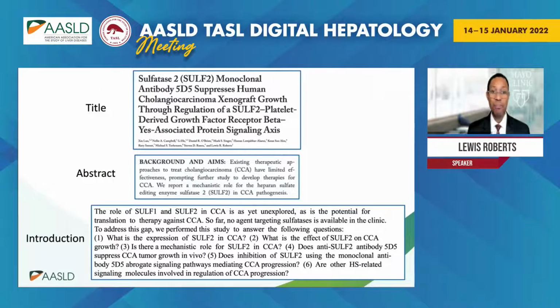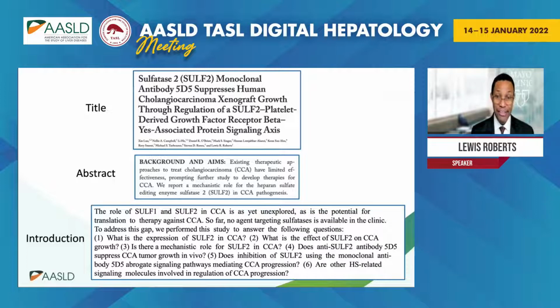Here's an example of a publication that we are reading. It starts out with a title that is actually quite descriptive. Sulfatase 2 (SULF2) monoclonal antibody 5G5 suppresses human cholangiocarcinoma xenograft growth through regulation of the SULF2 platelet-derived growth factor receptor beta, yes-associated protein signaling axis. So this tells us quite a bit about the objectives of the paper just in the title.